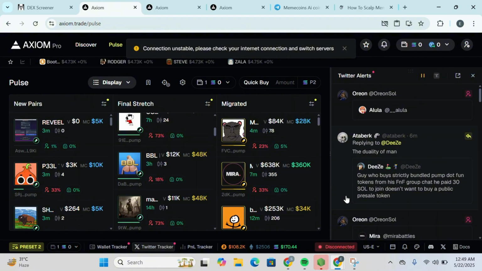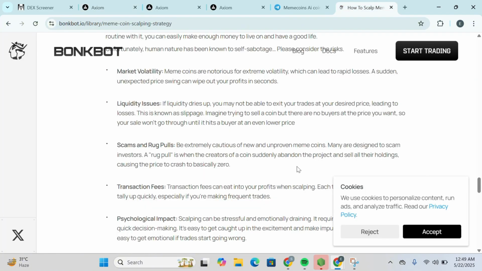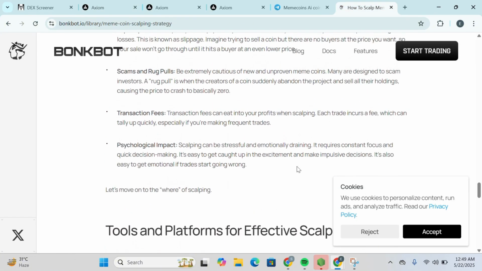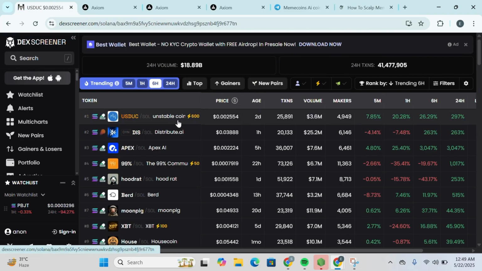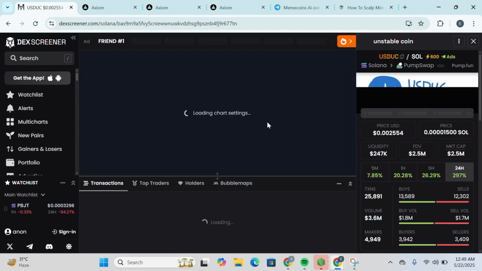So when it comes to actually scalping the coin, you gotta trade the 1 minute chart. That's where the action actually happens. You gotta head over, for example, this is the meme coin and this is the token. You're gonna click on it and head over and look at the chart.